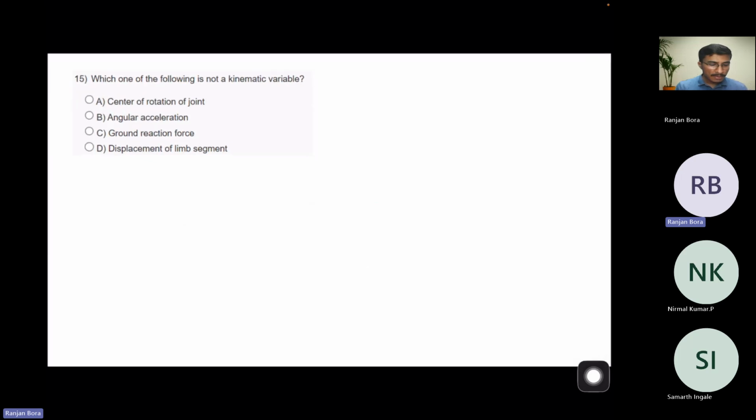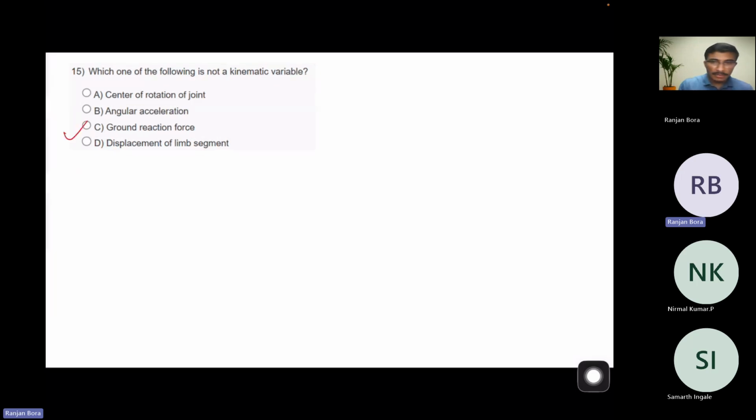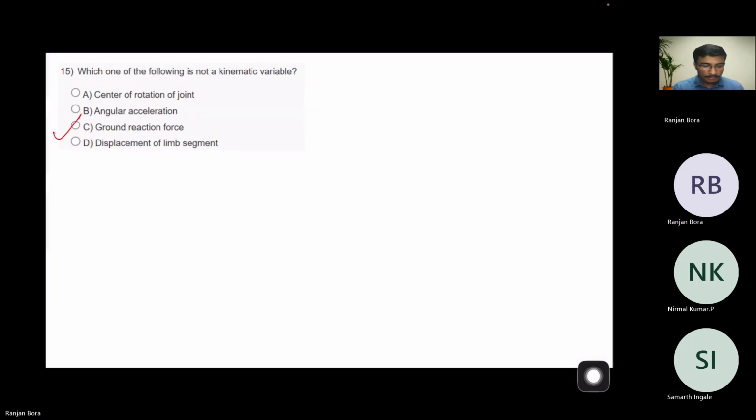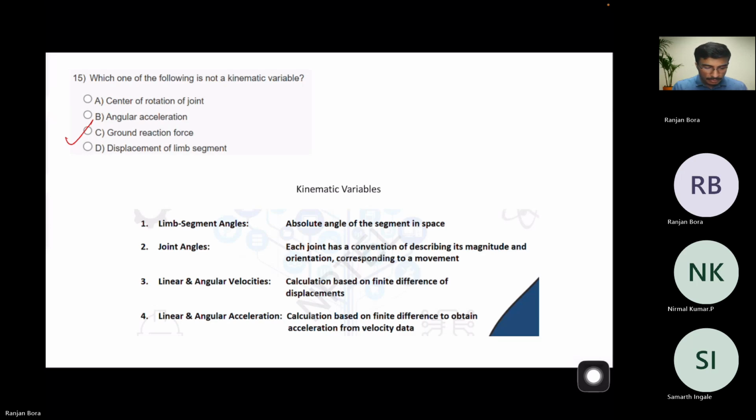And next is, which one of the following is not a kinematic variable? Yeah, ground reaction force is not a kinematic variable. So again, the kinematic variables are the limb segment angles, joint angles, linear and angular velocities, and linear and angular acceleration.